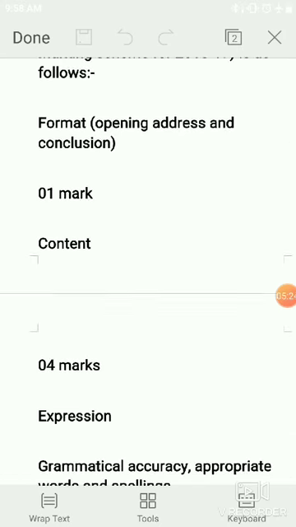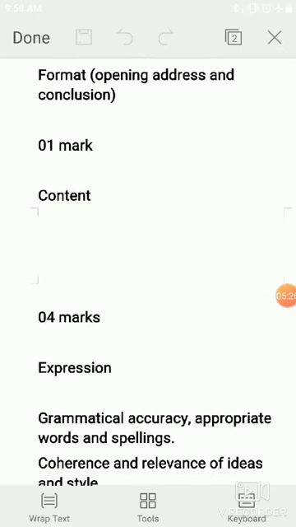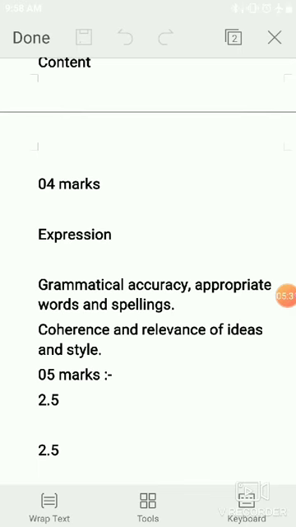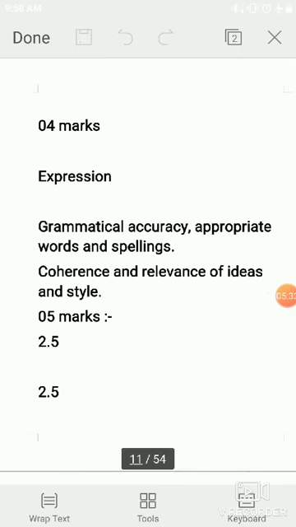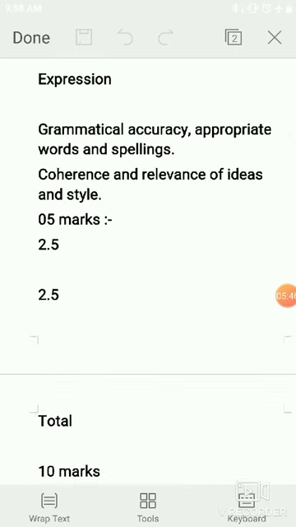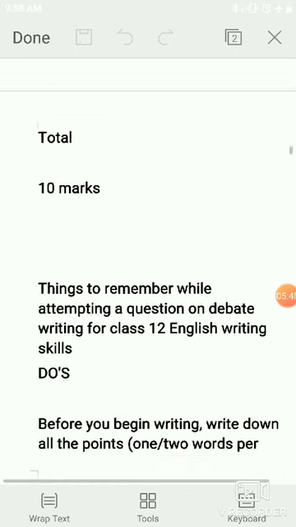First of all, format, using opening address and conclusion, is worth 1 mark. Content is worth 4 marks. Expression is divided into 2 parts: first, grammatical accuracy, appropriate words and spellings, and the next one, coherence and relevance of ideas and style. Each is worth 2.5 marks. Both 2.5s equal 5 marks, and the total marking will be 10 marks.